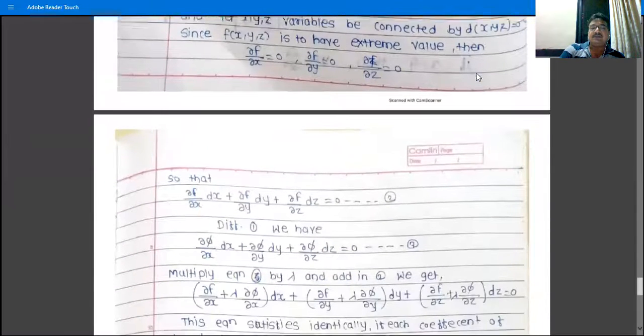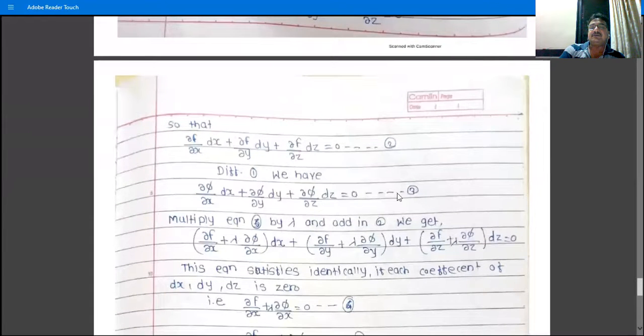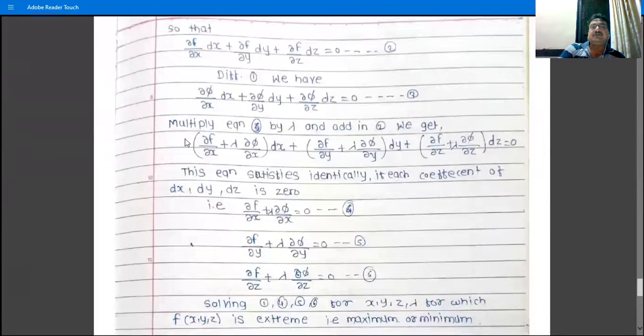So what is its derivative? The complete derivative: ∂φ/∂x dx + ∂φ/∂y dy + ∂φ/∂z dz = 0. Suppose this is equation number 3, the complete derivative of this function phi(x,y,z) = 0. Then multiplying equation number 3 by lambda and adding it to equation number 2, we have this equation.